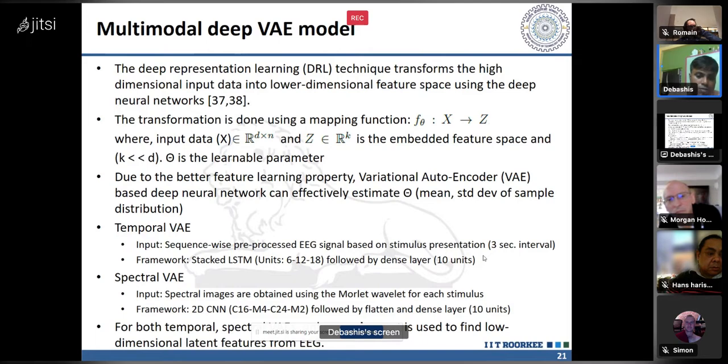In the temporal VAE and spectral VAE, as I already told, it is a 3-second interval of stimulus representation, and for each stimulus representation we capture the spectral images. There is an LSTM model with three layers of 6, 12, and 18 units. The second one is the spectral VAE, with two convolution layers of 16 and 24 filters respectively, and a max pooling layer in between the two convolution layers. The last layer consists of 10 units of dense layer, because the outputs should be combined, so the number of neurons should be the same for both VAEs.